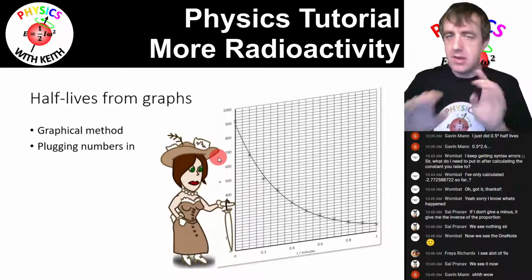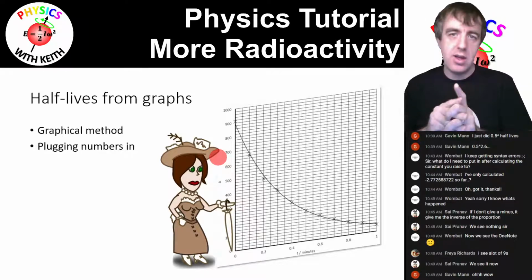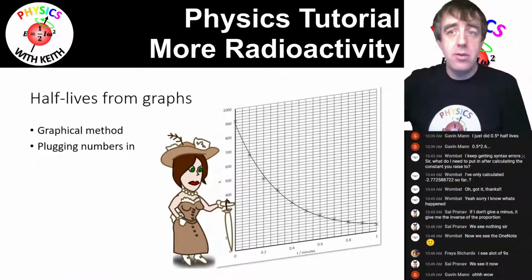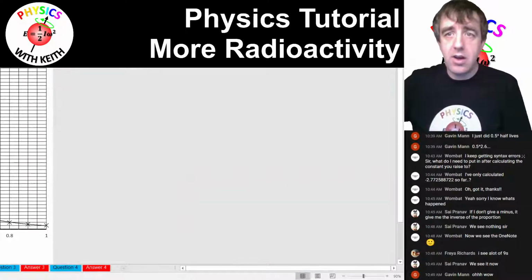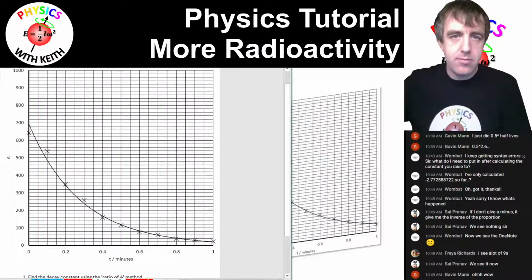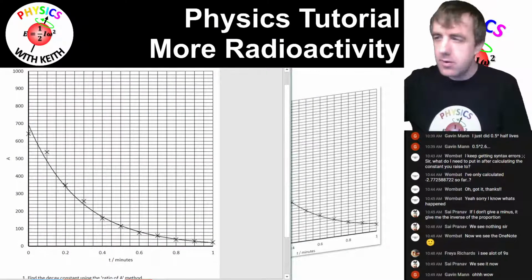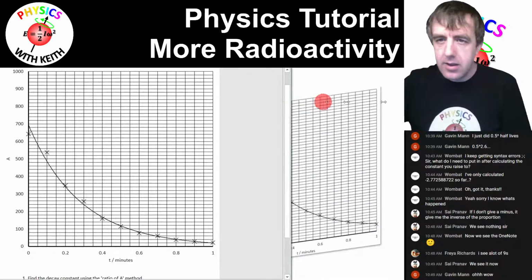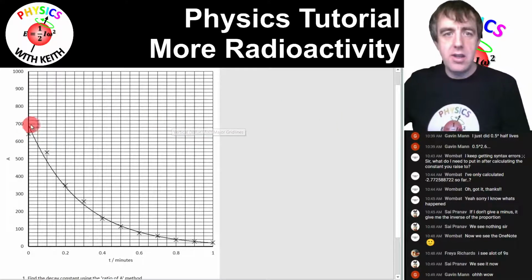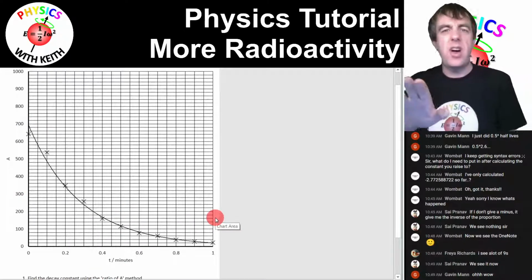And the next thing I wanted to show you was half-lives from graphs. Now at GCSE level, you calculate the half-life from a graph. You would calculate the half-life on the graph by looking at the number at the start, halving it, reading across, reading down. And that's fine.